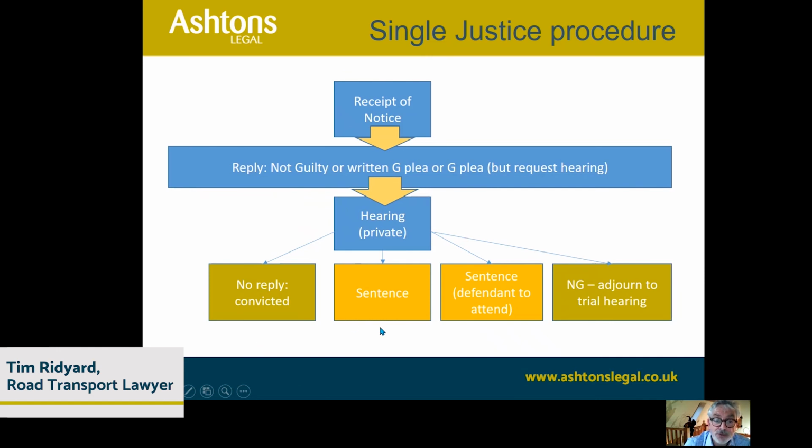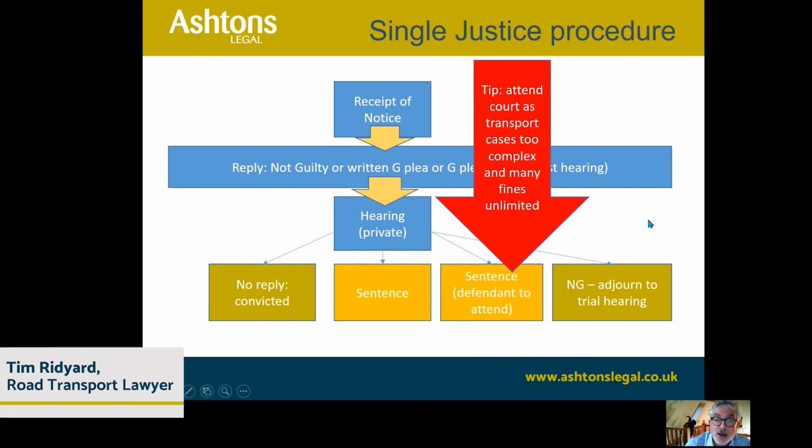If you do reply and you want it to be dealt with in writing, then they'll sentence you and you just receive that in due course. If you want to attend, they'll adjourn it to a new court date, and if you want to plead not guilty, it will go off for a trial date into what I'd call the normal court system.